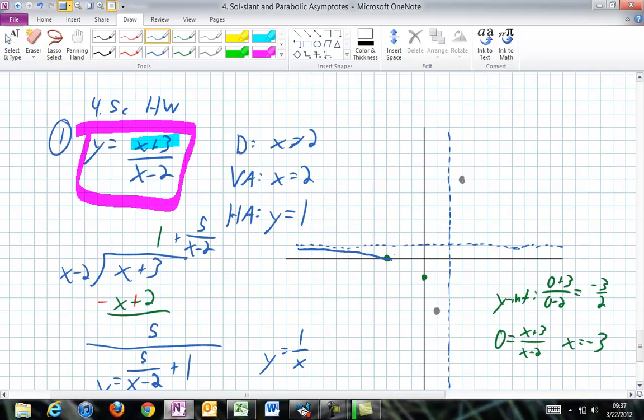Then we swing that around. And this part should be pretty similar. And that's it.